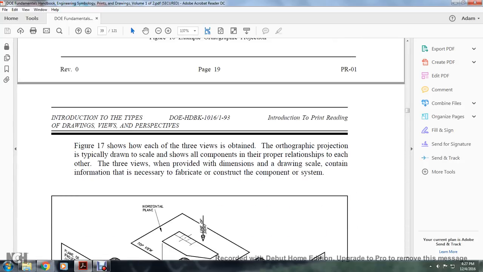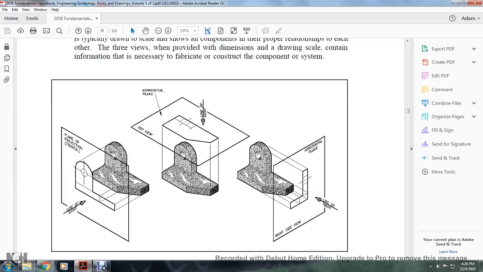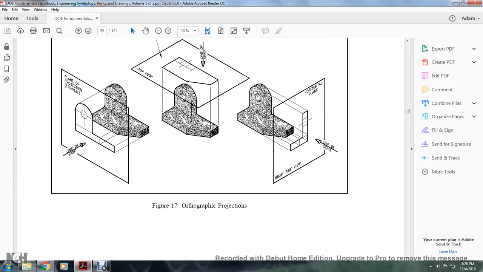Figure 17 shows how each of the three views obtained with the orthographic projection is drawn to scale and shows all the components of the projection in relationship to the others. The three views provide the dimensions, drawn to scale, containing the information necessary to fabricate or construct the components of the system. As you can see, they've taken this 3D drawing and drawn it into a particular projection with the lines of sight: frontal, horizontal, and right side.